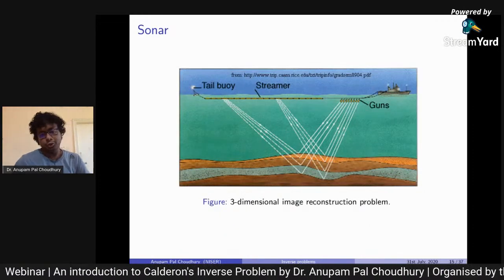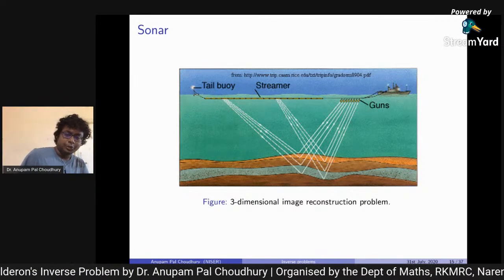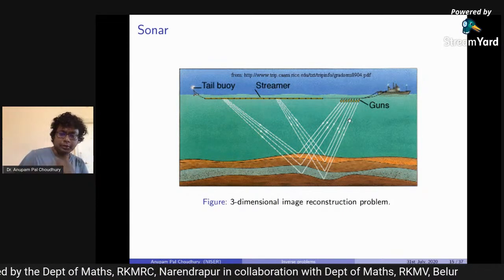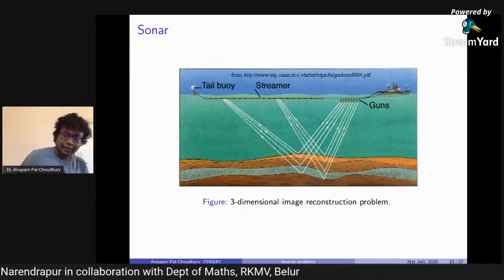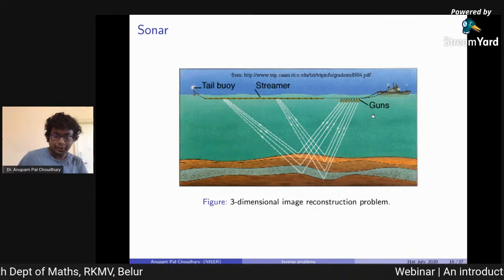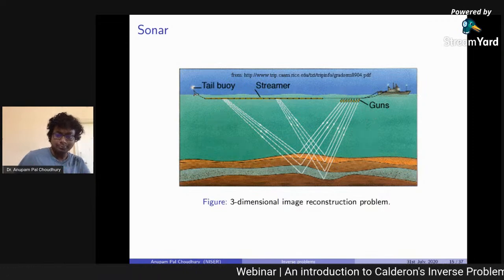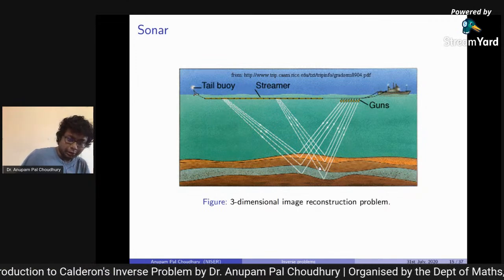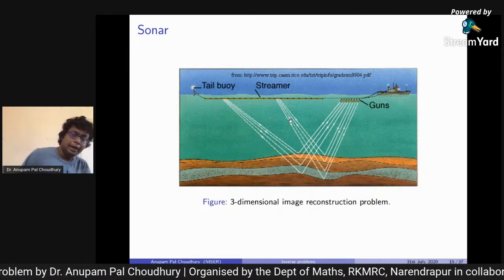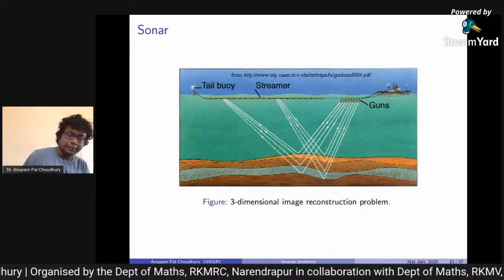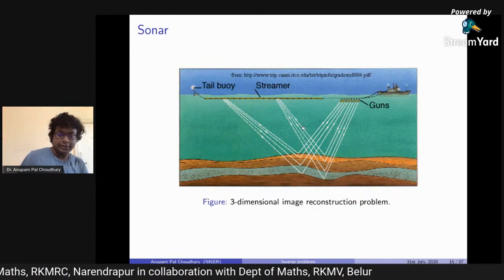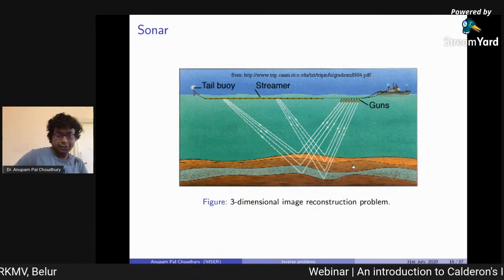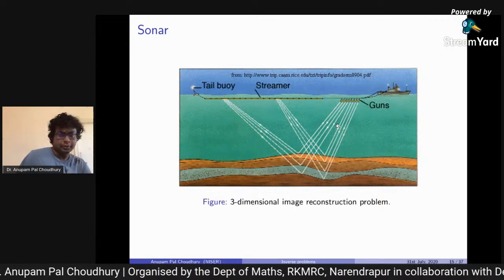We have seen this so many times in our life from early childhood. We want to understand the seabed, right? So what we do is we send some sonar waves, and then it goes there. Sometimes, early on, guns were used, and these gunshots were used, and the sound goes there and gets reflected back, and using the time that is taken, one can understand the image of the seabed or the riverbed. So you see this is a three-dimensional image reconstruction problem, imaging techniques.